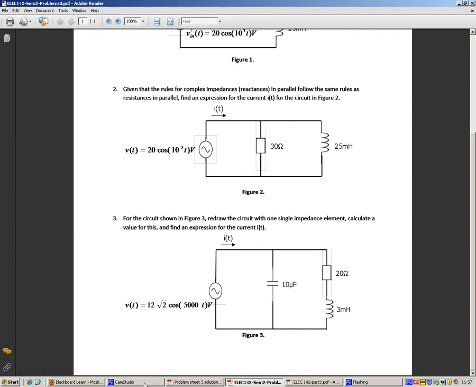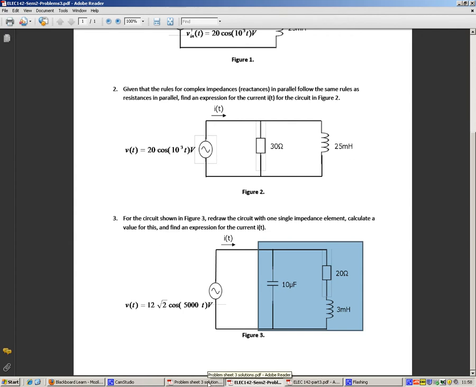So in this question we're asked for the circuit shown in figure 3, redraw the circuit with one single impedance element, calculate a value for this and find an expression for the current I of t. So once again this question is helping us through, telling us what we need to do to solve it. So what we need to do is replace all of these components with a single impedance, which we're going to call Z total.